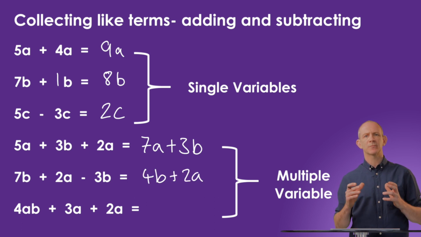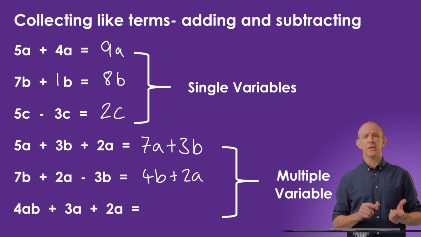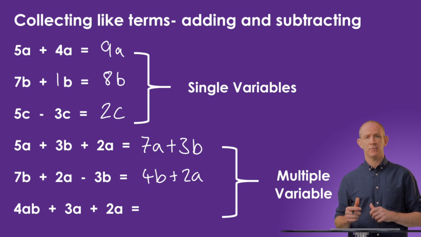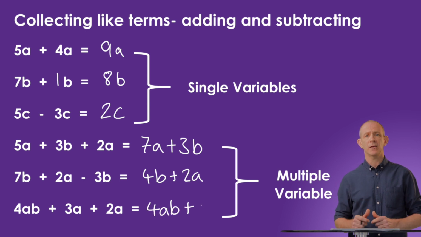In this problem, we have multiple terms which both have the variable a in them. However, one is being multiplied by b, so therefore can't be considered as the same as just the variable a. So 4ab plus 3a plus 2a, we have two terms with a single a, and we can combine those by adding them together. So we have 4ab plus 5a.